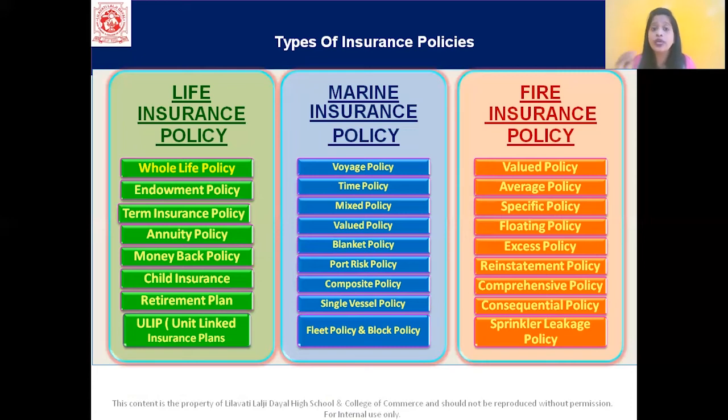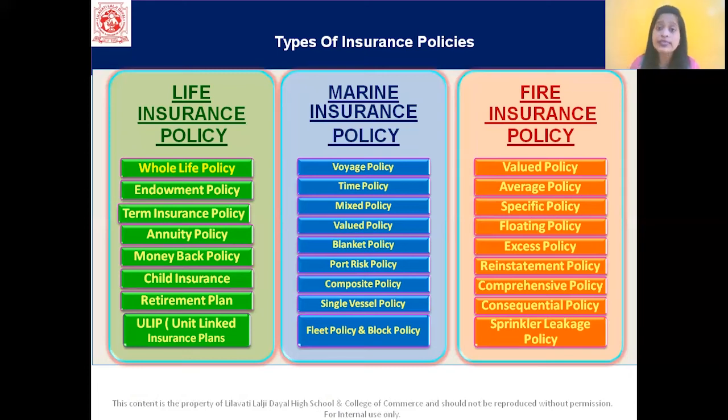Next one is floating policy. This policy, students, is taken for one sum. You have one sum and one premium for all the goods that are lying at different places. So if your goods are lying at different places, you get insurance for one sum and you have to pay one premium only. Next one, students, is excess policy. As I told you, in floating policy you get one sum. Now in excess policy, when the value of goods fluctuates, then excess policy may be taken by the insured. If the value of the goods goes up and down, that is the time when you take excess policy.